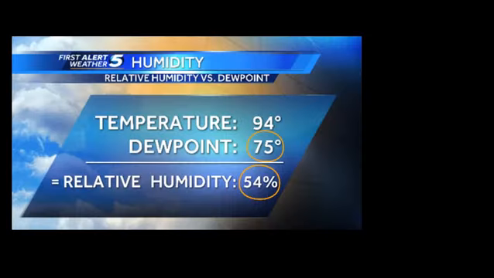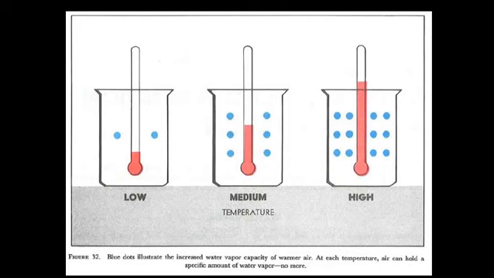temperature kind of dictates how much relative humidity could be in the air. Normally, when we have high temperatures, like 94 degrees here, there is a potential. The warmer the atmosphere is, the more relative humidity you can have. And we have a diagram here that's in the text.